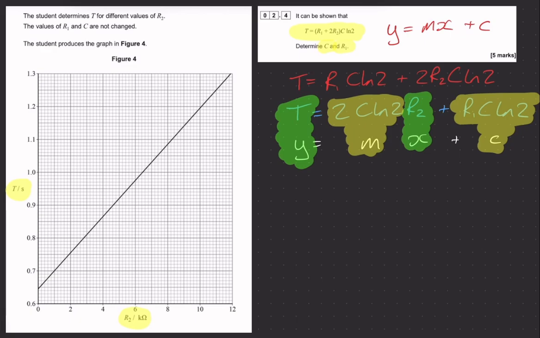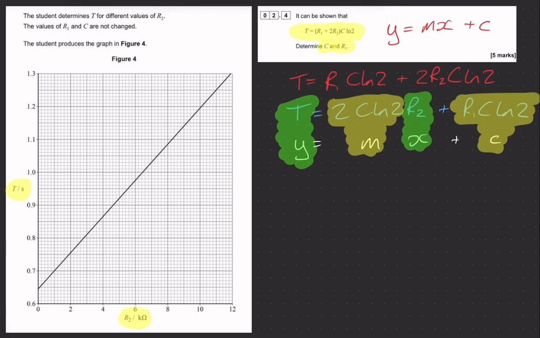We now need to decide whether to start with finding the gradient or finding the y-intercept. Well, the y-intercept has two unknowns, both r1 and c appear in there, so we can't find that yet. But if we look at the gradient, it includes only one unknown, that is c. So we're going to start with the gradient. When we're finding the gradient of any graph, we should always draw as big a triangle as possible.